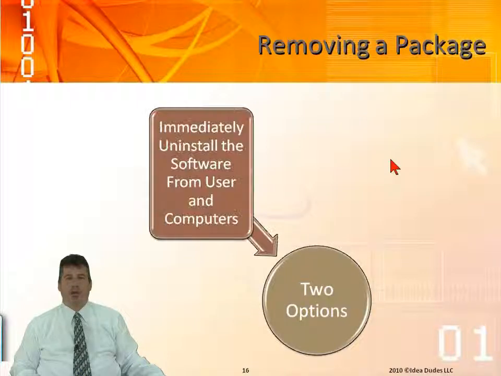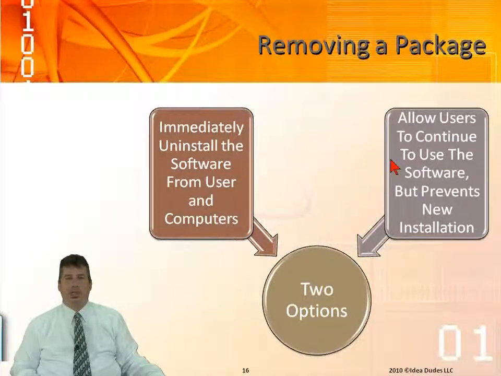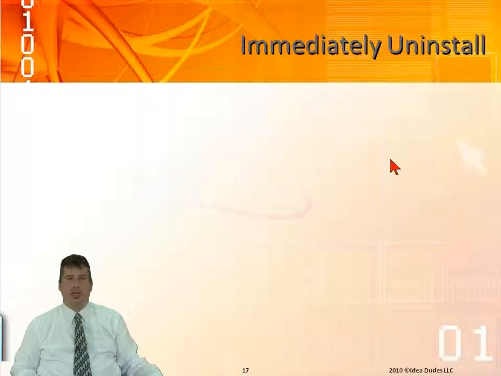Removing a package, there's two options. You can immediately uninstall the software from the users and computers. So we'll say, okay, we want to get rid of this, so we're going to uninstall it. Or we can allow users to continue to use the software but prevent new installations. And so they'll still be able to use it, but if anybody else tries to get that package, or a computer sees the GPO, pulls the GPO, and tries to pull it down, they won't be able to install the package.